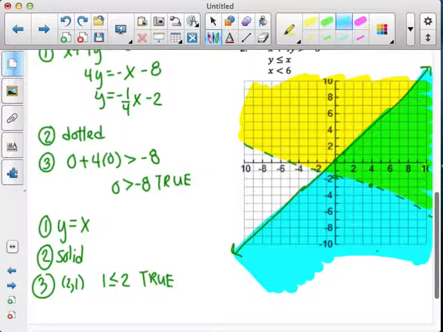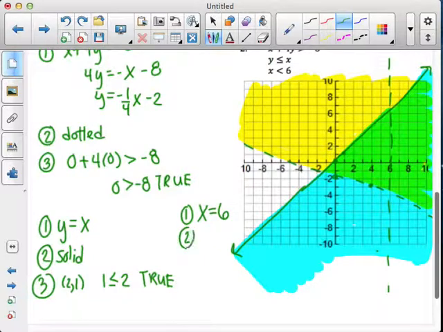All right, and I can see that this green area is where the yellow and the blue overlapped. But on this problem, I have a third inequality. So my third inequality is x is less than 6. So first I graph it as if it were an equality. So it's a vertical line at 6. This is going to be dotted. So it looks like that. And this says x is less than 6.